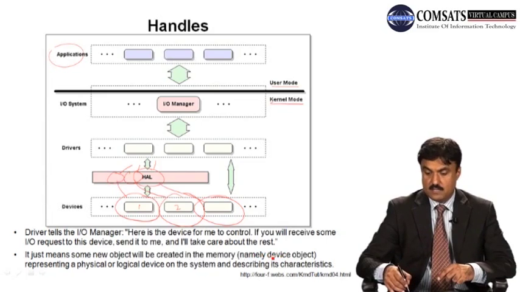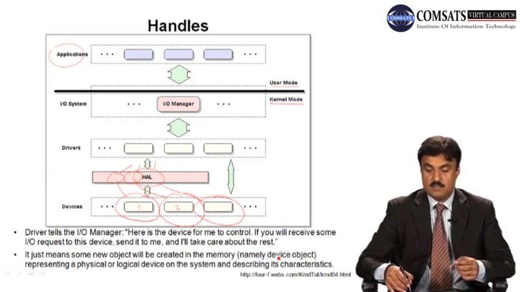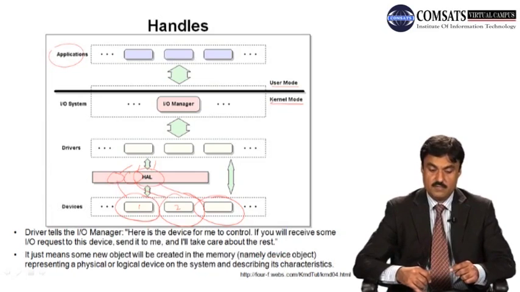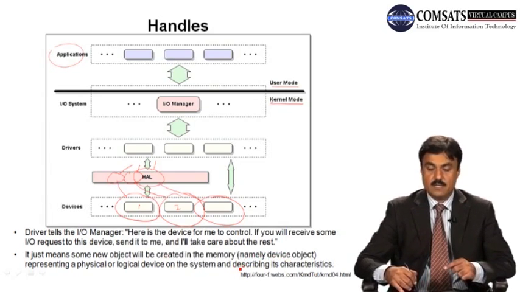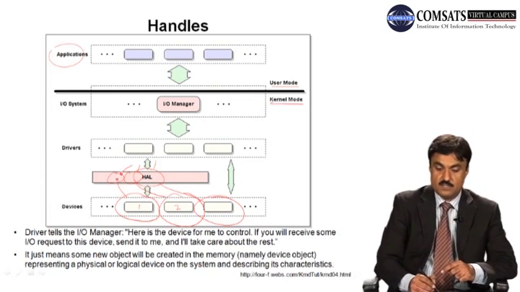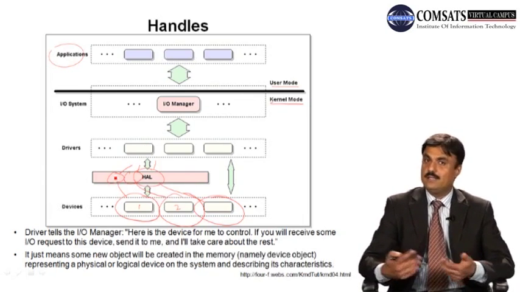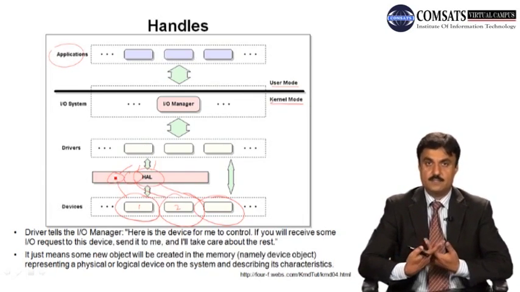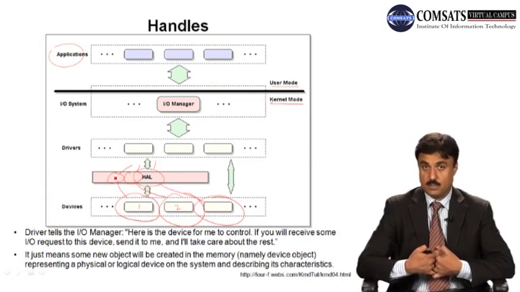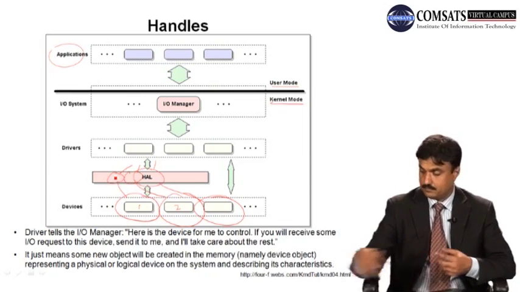So when we name them as a device object, it represents a physical or logical device on the system and describes its characteristics. So here these device objects will be created, which are called the handles, and they have all the properties, all the characteristics defined about those devices, and we can use them.